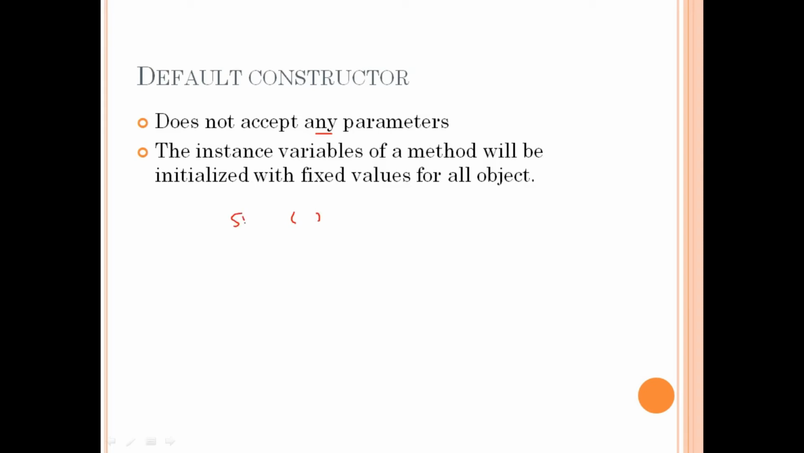Say for example, I am having Student as a constructor. In this parenthesis we don't have any value to receive. So this is called a no argument constructor. The instance variables will be initialized with fixed values for all the objects. While we are creating the object, the fixed value is assigned to the data member of the class for all the objects. So this is the usage of default constructor.